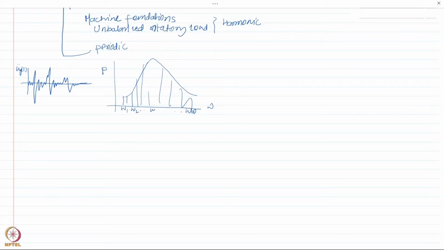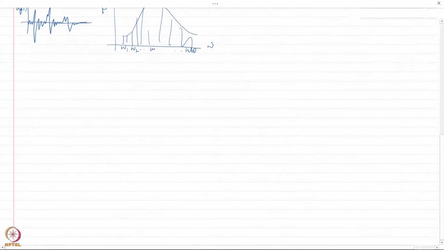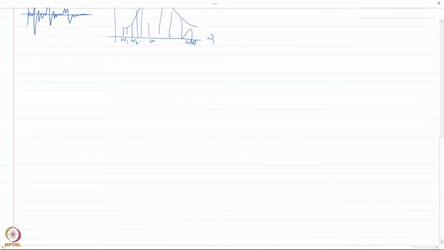So I hope this provides a background on why we are doing response to harmonic excitations first, and how it would be useful in subsequent chapters. In terms of harmonic excitation, we are first going to start with an undamped system, and then we are going to go to a damped system. So first let us do undamped harmonic excitation.